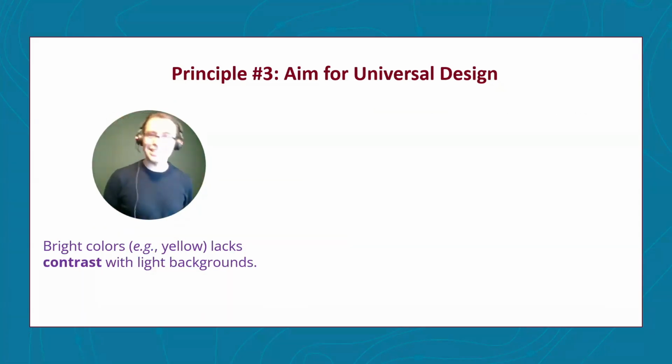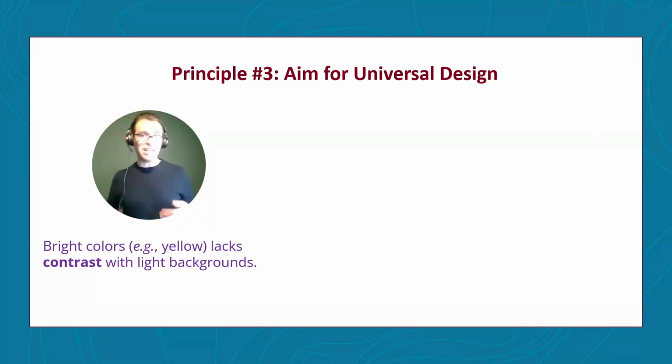Okay, let's talk contrast next. This is the ability to distinguish two nearby elements from each other based on their color differences. One common issue is that some colors will fail to contrast with those that are behind them. So, bright colors, especially yellows, pinks, cyans, and oranges, often have low contrast against light colored backgrounds, like those that we tend to use in graphs.